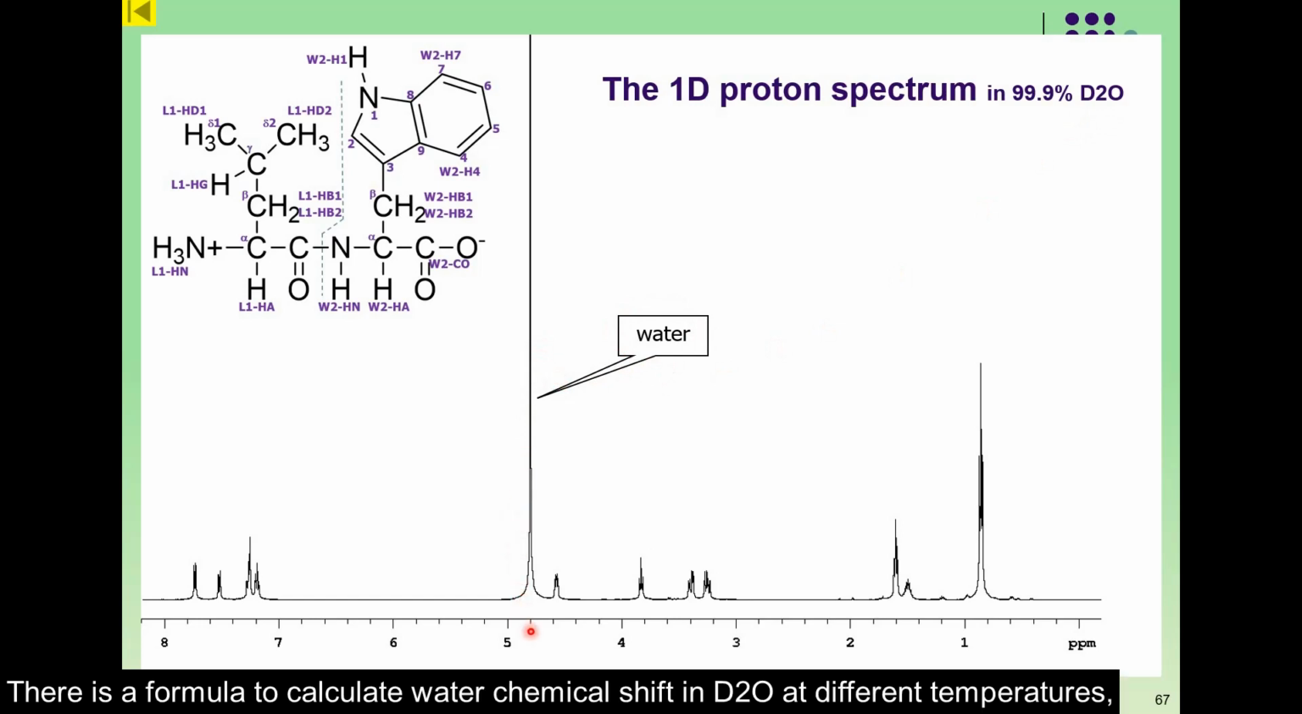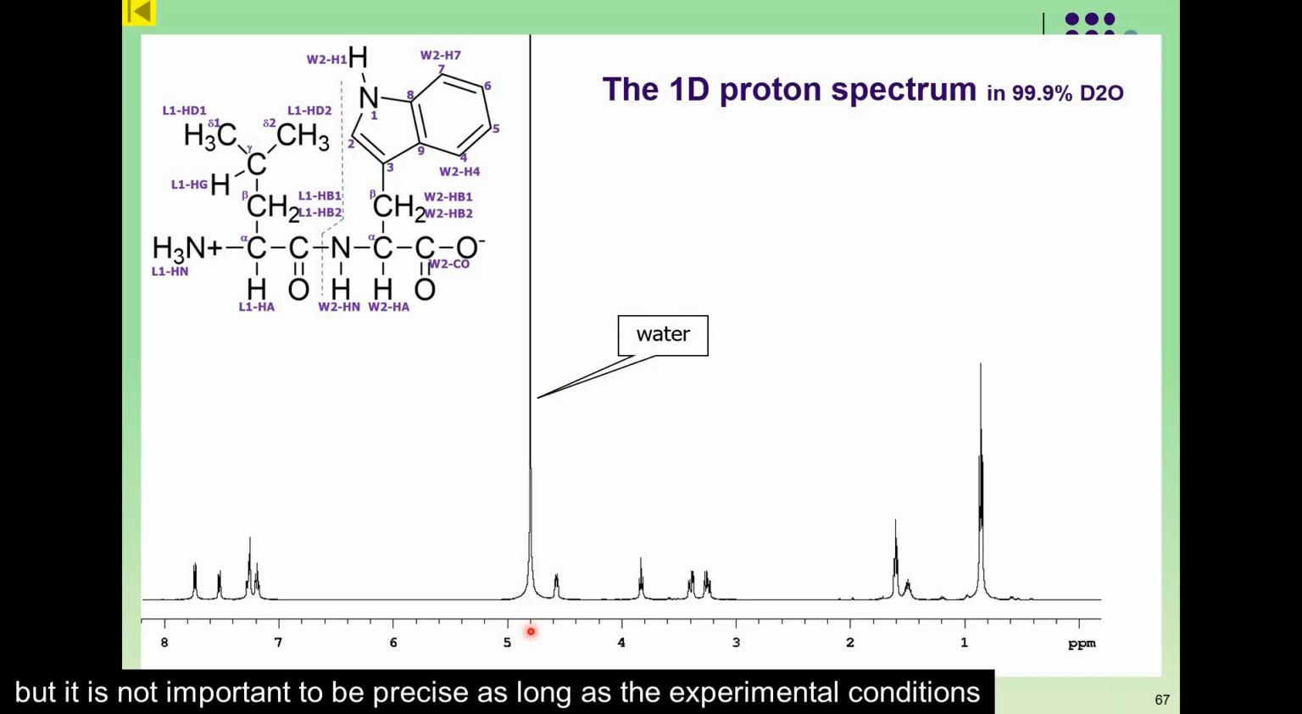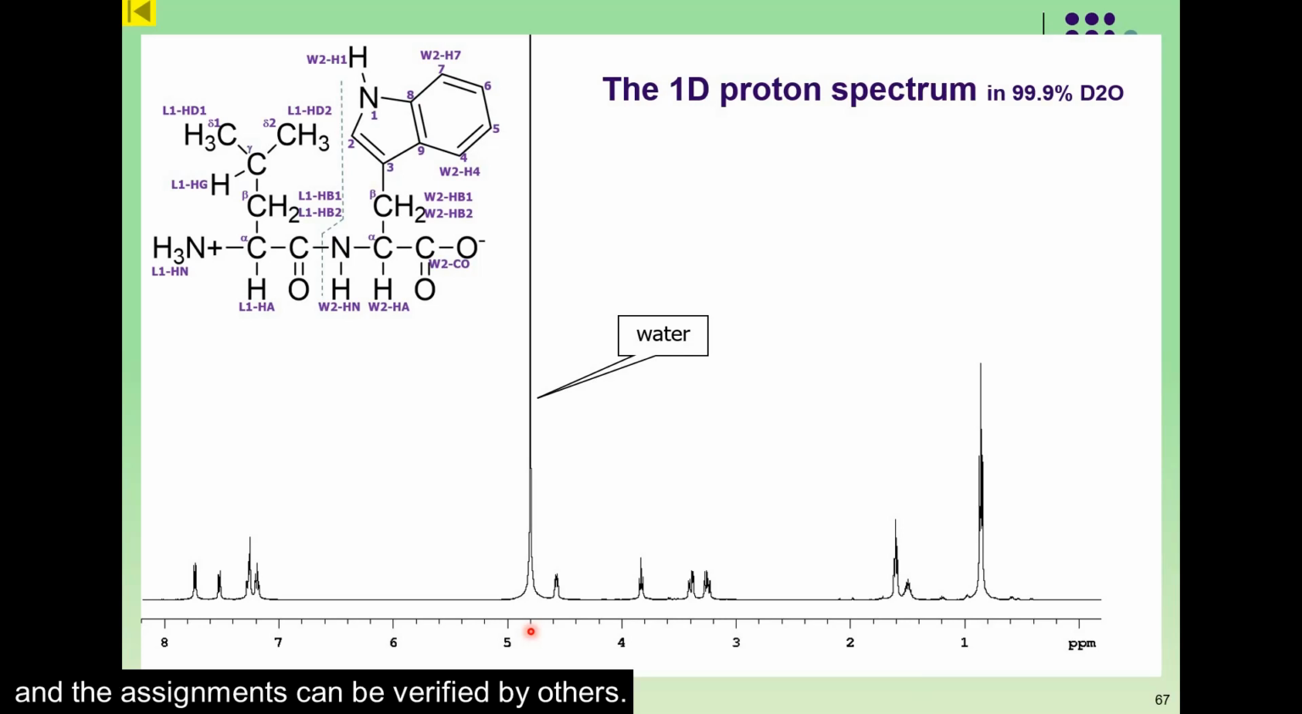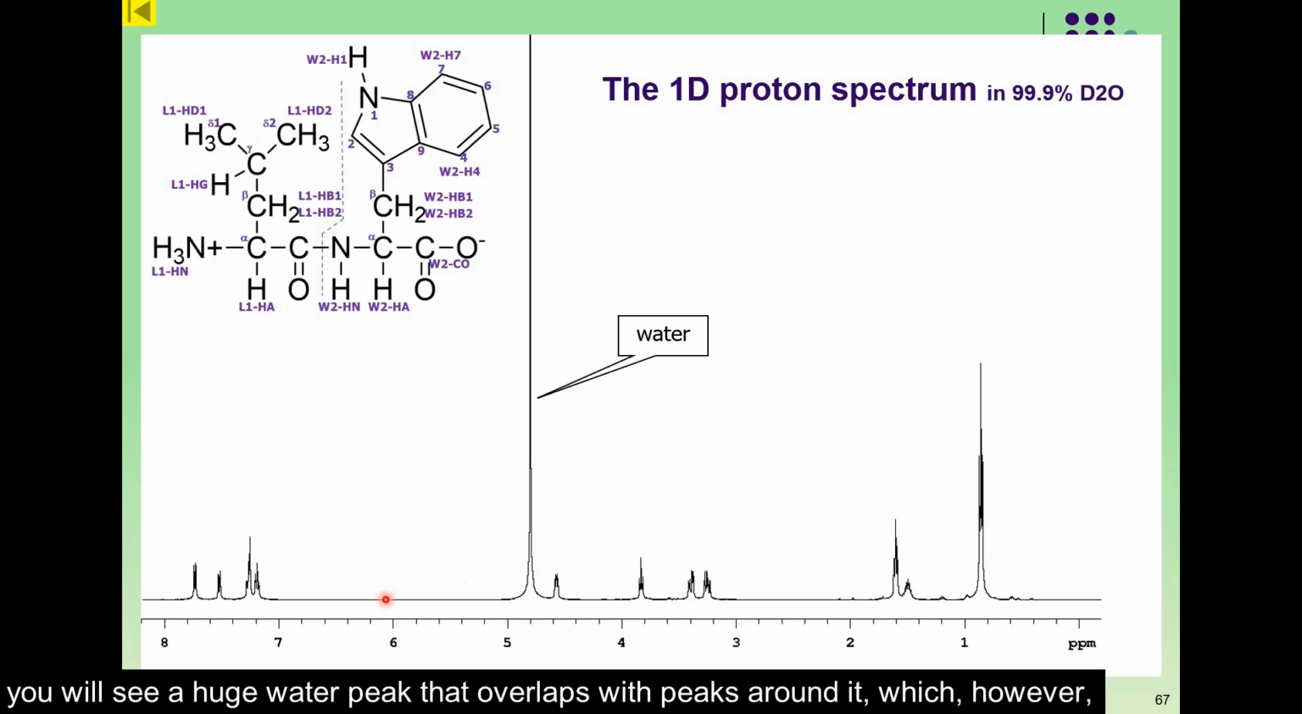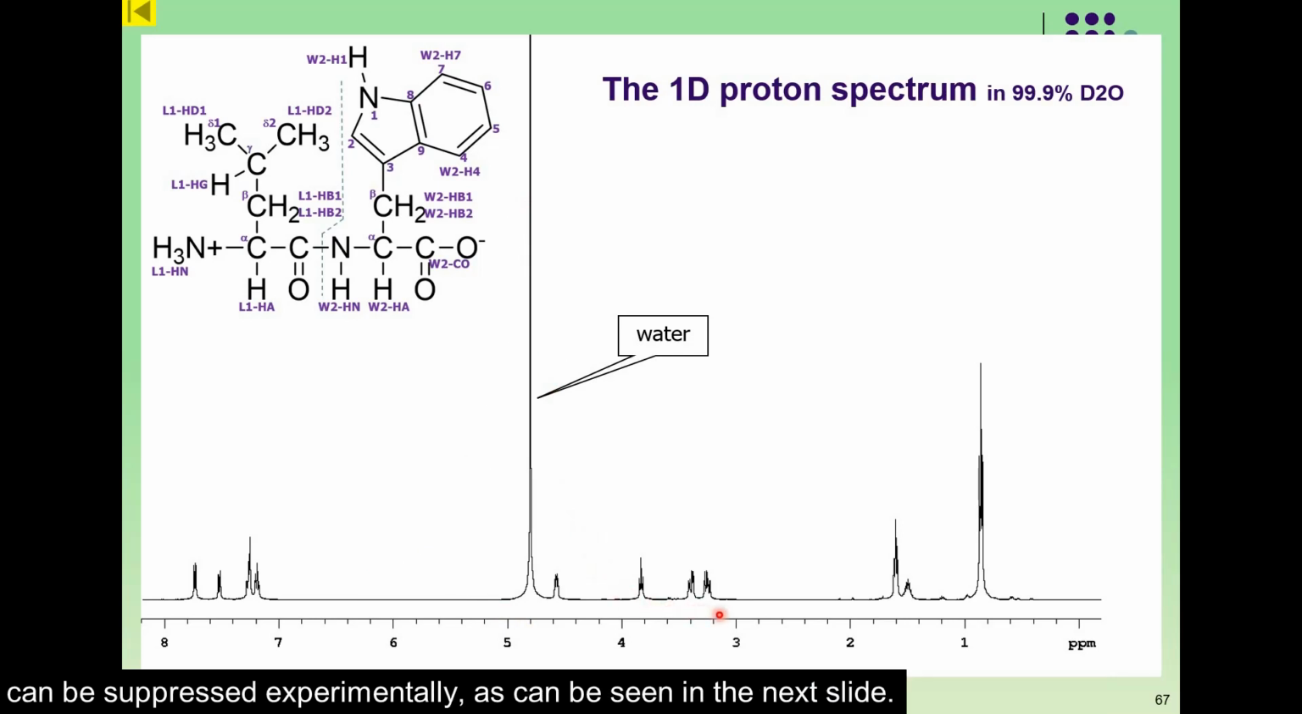There is a formula to calculate water chemical shift in D2O at different temperatures. But it is not important to be precise as long as the experimental conditions and the reference's chemical shift are clearly written in the publication and the assignments can be verified by others. Bruker referenced it to 4.7 ppm, which is also acceptable. If you measure the NMR in 90% water and 10% D2O, you will see a huge water peak that overlaps with peaks around it, which, however, can be suppressed experimentally, as can be seen in the next slide.